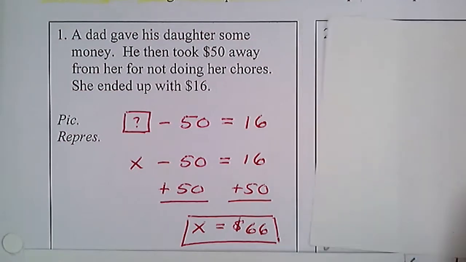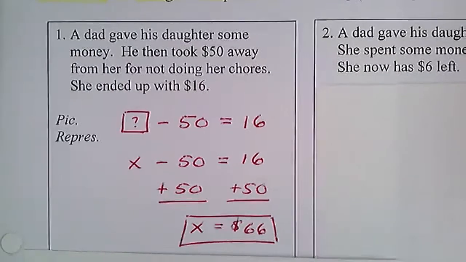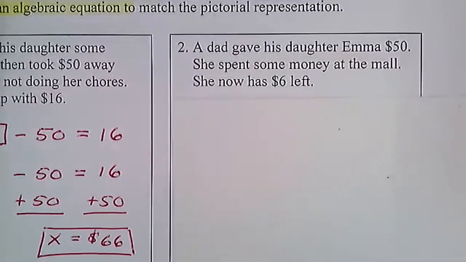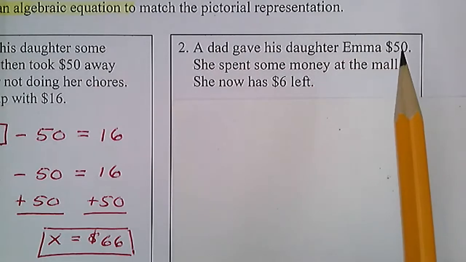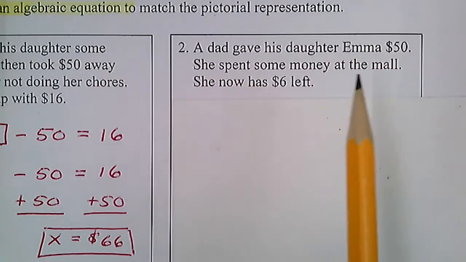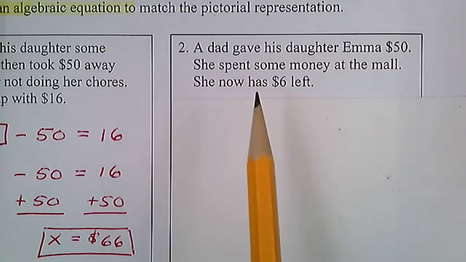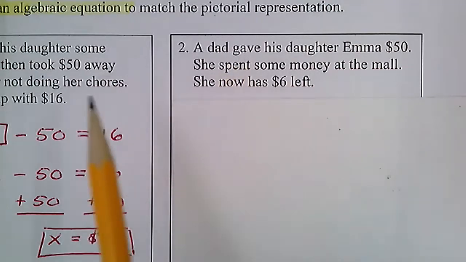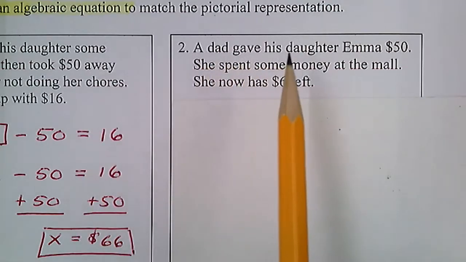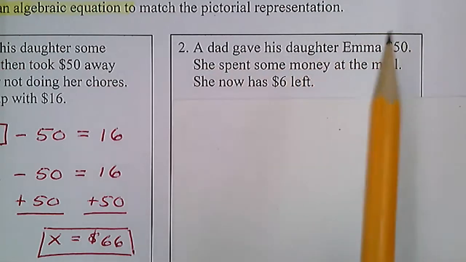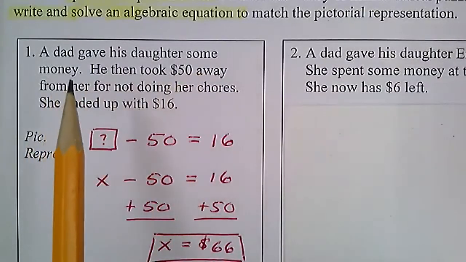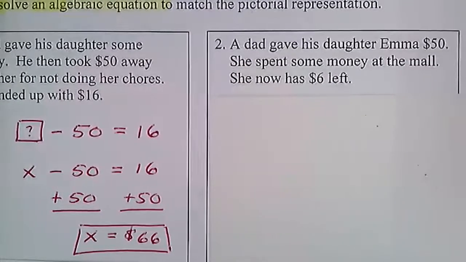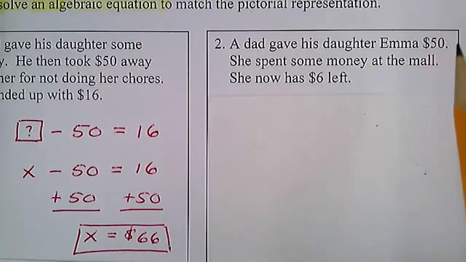Okay, all right, let's try the next one. Number 2: a dad gave his daughter Emma $50. She spent some money at the mall. She now has $6 left. Okay, so similar to problem 1, the dad gave the daughter Emma $50. In problem number 1, we don't know how much he gave his daughter, but here we know that he gave her $50.